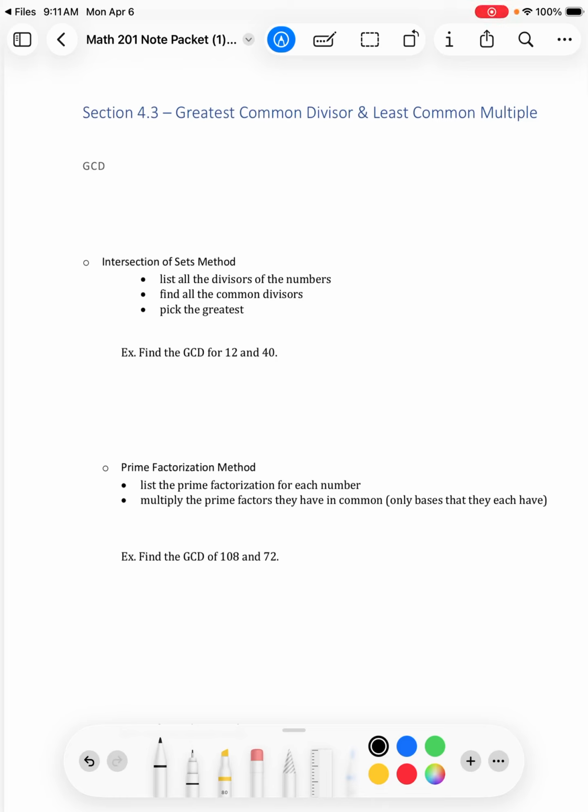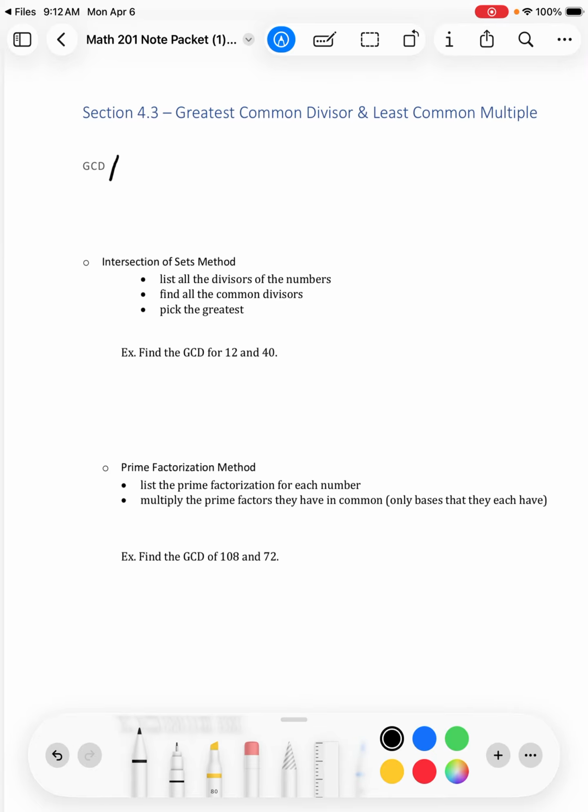In this section, we're going to learn about two different topics, the greatest common divisor and the least common multiple. We're going to start with the greatest common divisor. A lot of times we shorten that to the GCD, or sometimes you might remember it as the GCF.